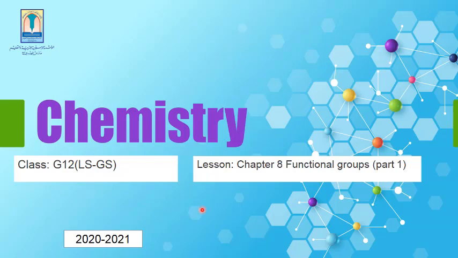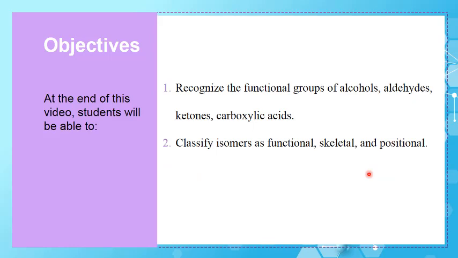Assalamu alaikum, I'm Video1. I'll be explaining the first lesson in the part of organic chemistry, which is chapter 8, functional groups, part 1. At the end of this lesson, you will be able to recognize the functional groups of alcohols, aldehydes, ketones, carboxylic acids, and you will be able to classify isomers as functional, skeletal, and positional.